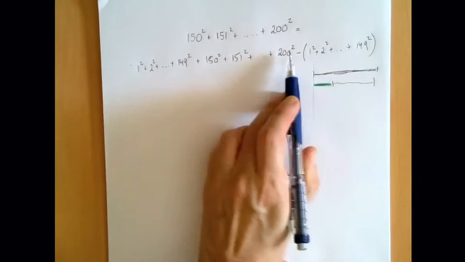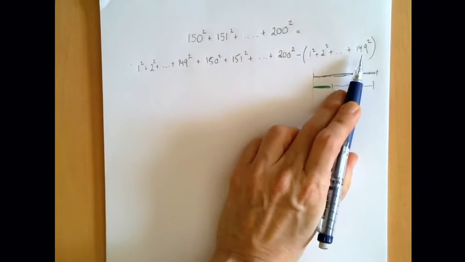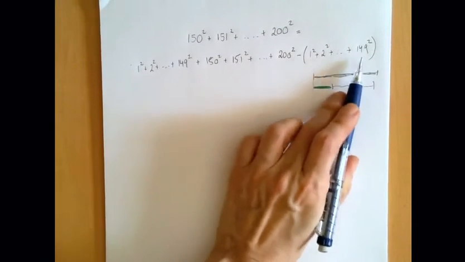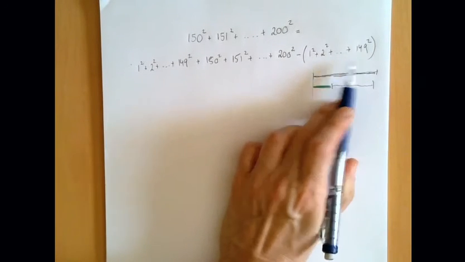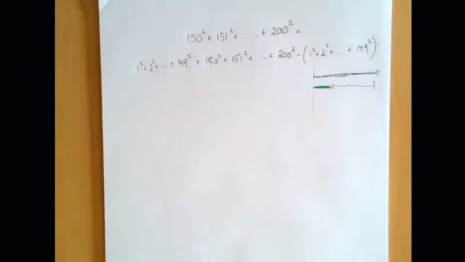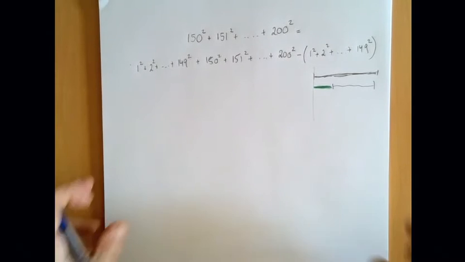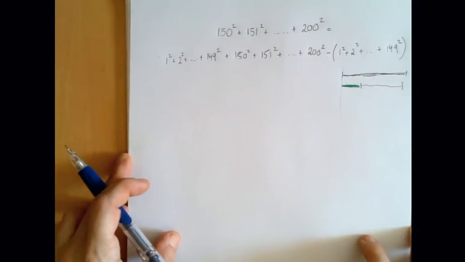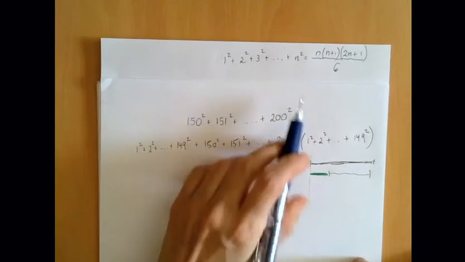Be careful to slow down and figure out where we stop. We do not stop at 150, we stop at 149. That's the only tricky part of this problem. Okay, so that's the plan. We're going to use this formula.